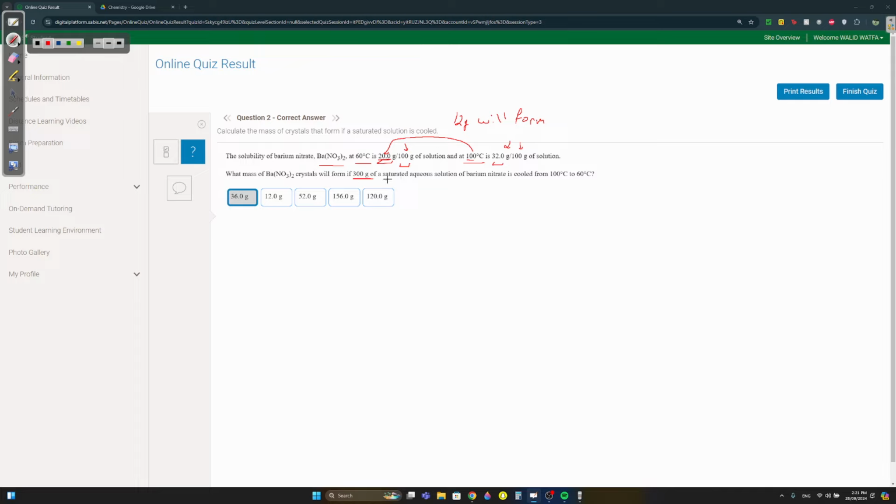But are they dissolving it in 100 or 300? In 300. So I have to multiply by 3. Three times 12 is 36 grams. If you want an easy way to do this, for those of you who like straightforward methods, you're losing 12 grams per 100 grams when cooling, and I want to know how many grams I'm losing per 300 grams. If you cross multiply, you get the same thing, 36. Whatever you want.